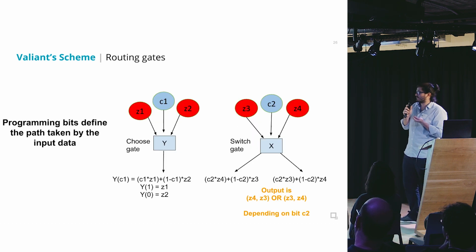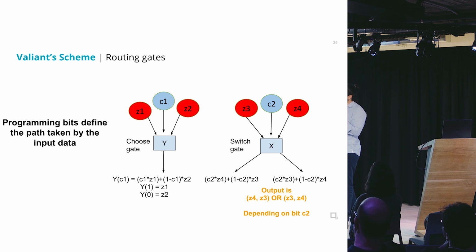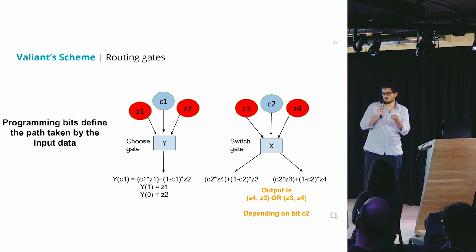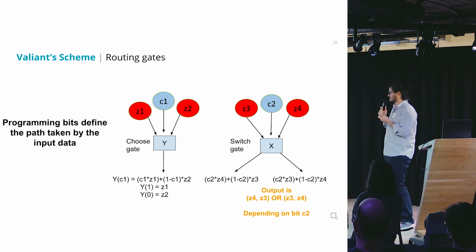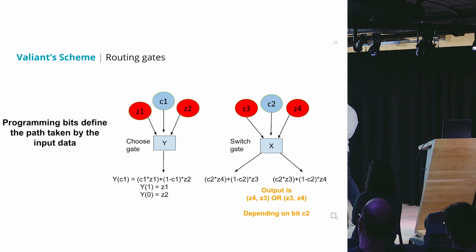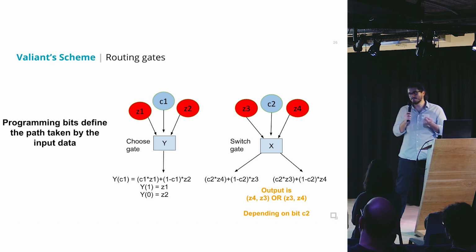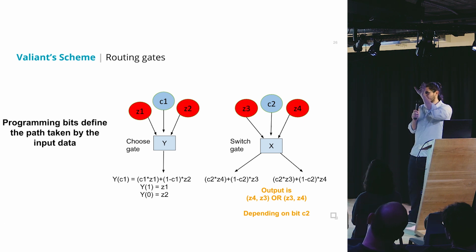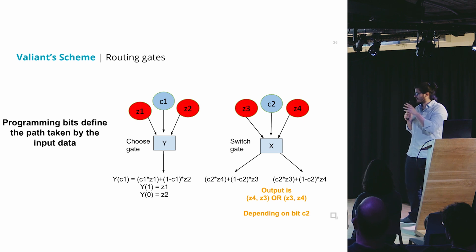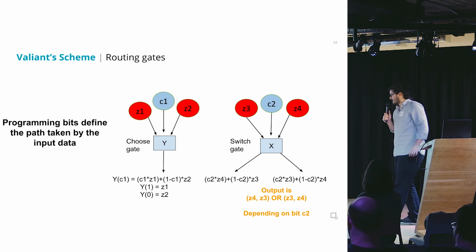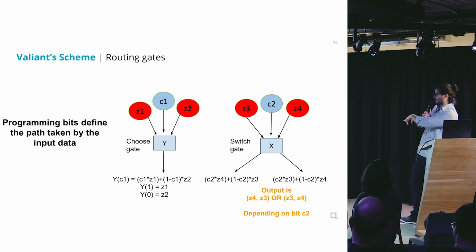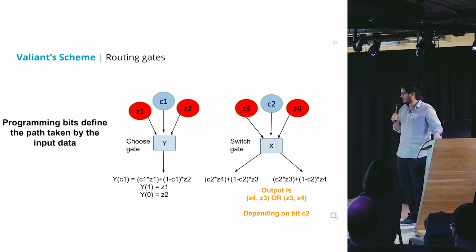Great. So one example of routing gates, or two examples in this case, is these two gates. This is what Valiant gives, or one of the follow-up works in their construction. One is the Y gate that basically chooses one of the inputs and outputs it. So in here, if C1 is 1, then the output is Z1, and if it's 0, then it's Z2. And the other gate that we have is this switch gate, which basically switches the order of these two inputs. You can see in the graph that I showed before that it can go in one direction or another. So here, the output can be either Z4, Z3, or Z3, Z4, depending on whether C2 is 1 or 0.